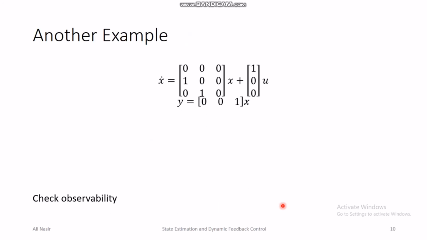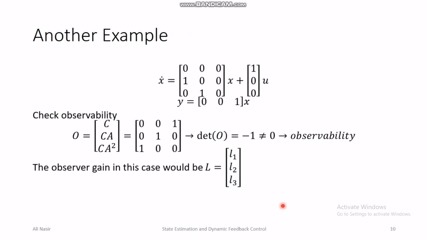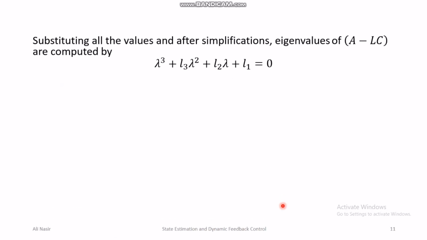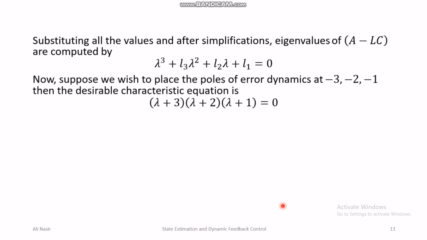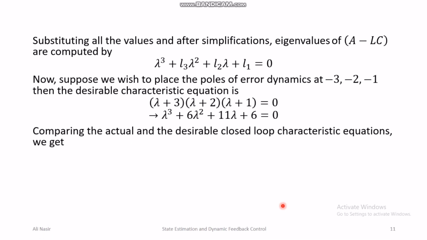This was the third order example. We checked the observability, and then we computed the observer gain by comparing the actual characteristic equation of error dynamics and the desirable characteristic equation of error dynamics, and we get the observer gain.